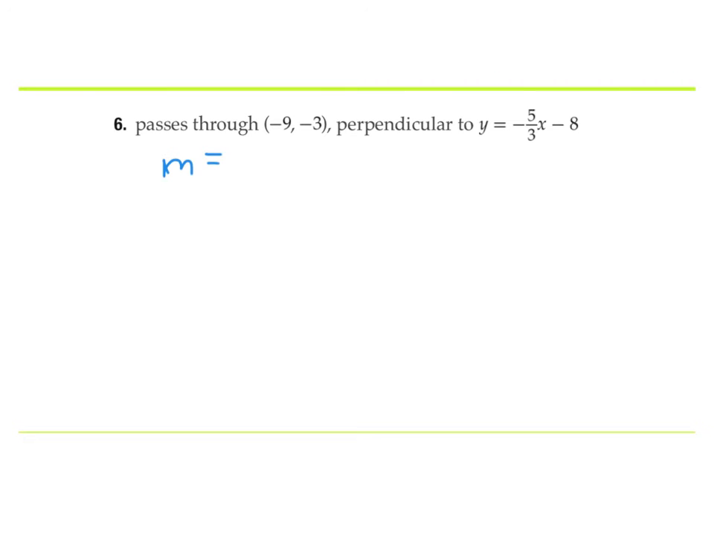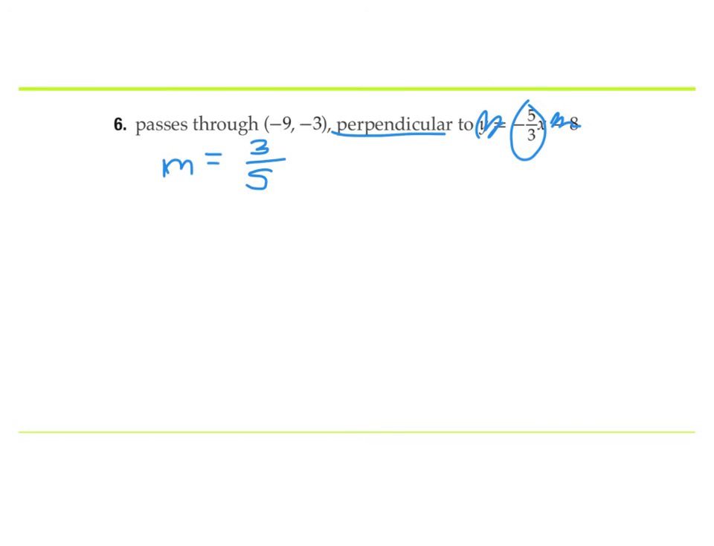All we do is look at this slope. We're looking at our slope here. We can ignore everything else in our equation. It says perpendicular, so that means we need the opposite reciprocal. So we change the sign and flip it. So we make it positive and 3 over 5.